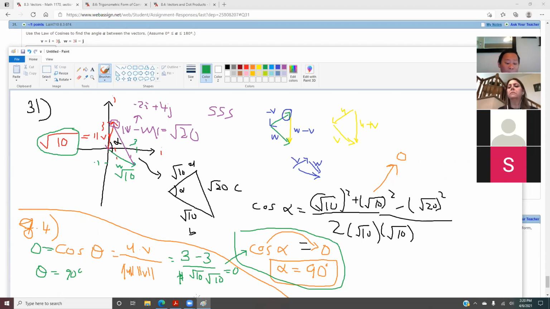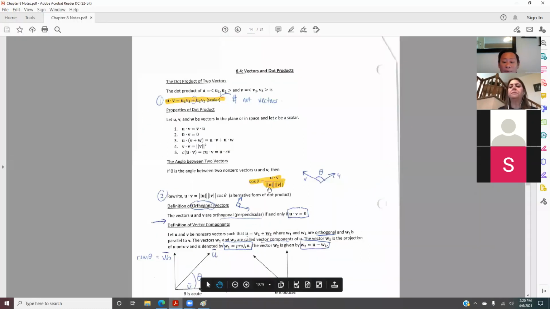So this formula that you see here is the formula to find an angle if I give you two vectors u and v. Okay, so that's the quickest way for us to do it.